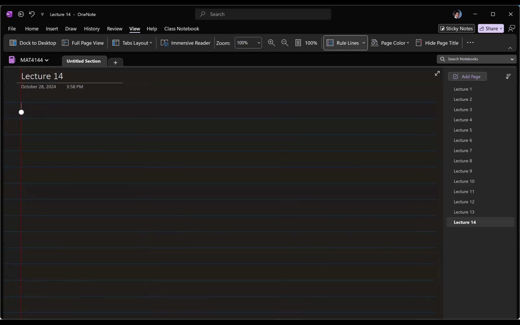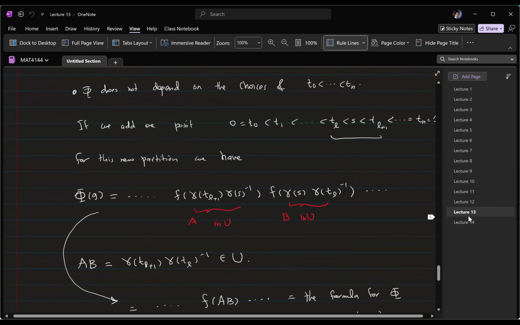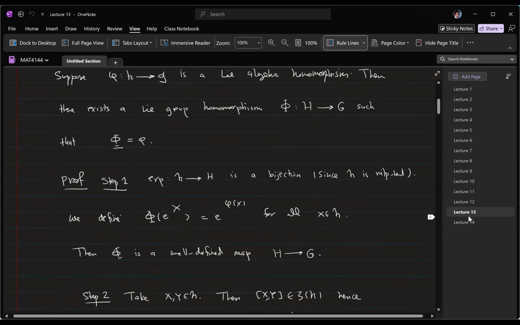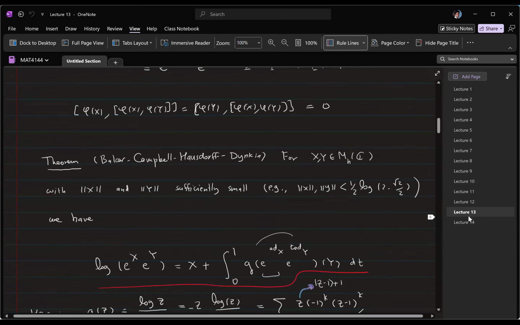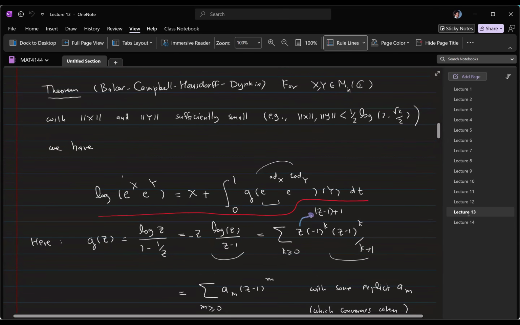Okay, so last time we talked about some applications of the BCH formula. Remember, the BCH formula is a way to express e to the x, e to the y in a Lie group as some expression, e to the something, where that something comes from the Lie algebra. But it's a formal series. It's a series with infinitely many terms.